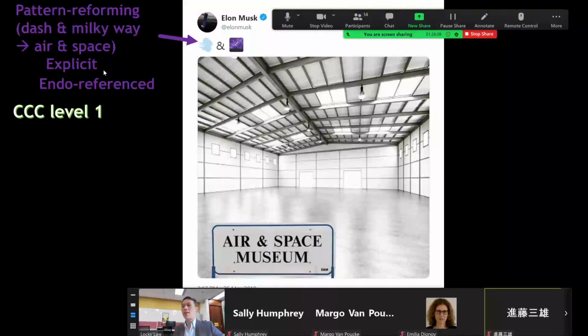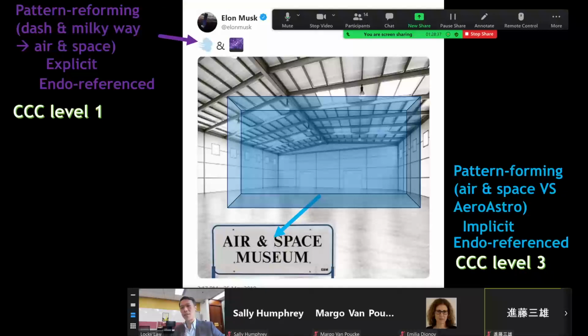Right. So that is, in a sense, explicit enough for us to understand, because almost immediately you catch the meaning. Okay, so I have to look for not dash and Milky Way, I'm actually looking at airspace here. It's quite explicit. But again, it's endo-reference, because how do you know that? Well, you have to look at multiple things, right? You look at the emojis, you look at the picture, you look at the word in there, so you get that meaning. But the meaning has been reformed in the sense that emojis are no longer called dash or Milky Way. So we will refer to the CCC level, it's CCC level 1.